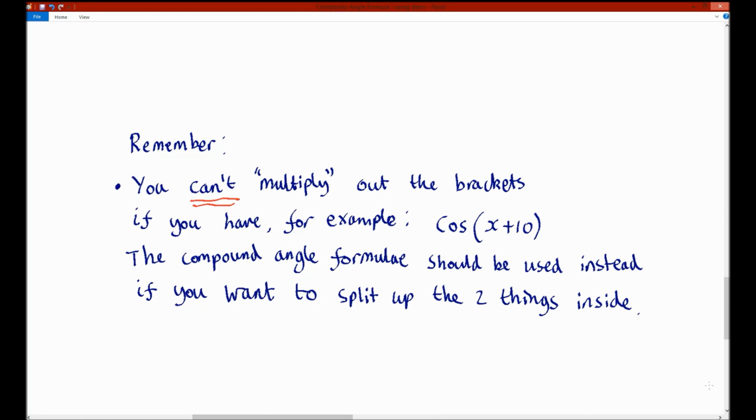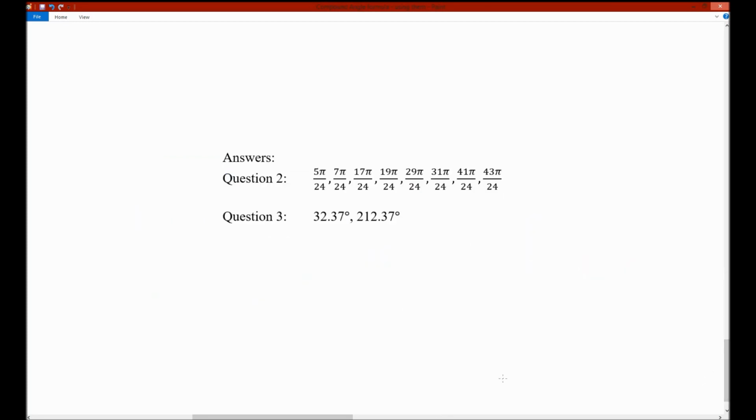Okay then, last thing to leave you with is the answers, the numerical answers to question 2 and question 3, in case you had a go at them yourself all the way through to the end.